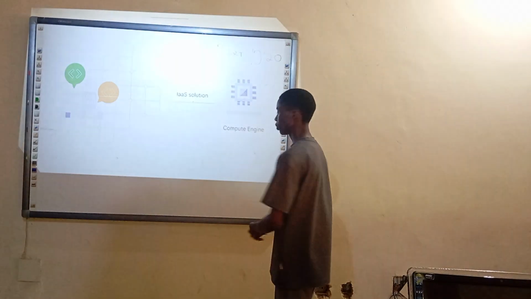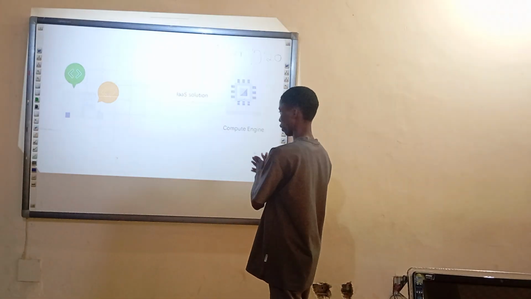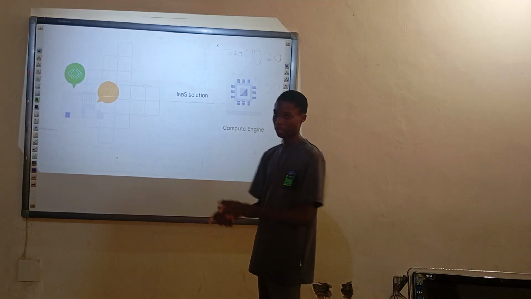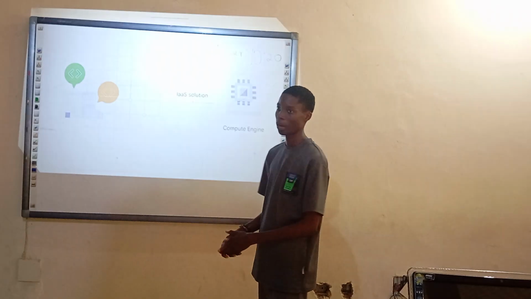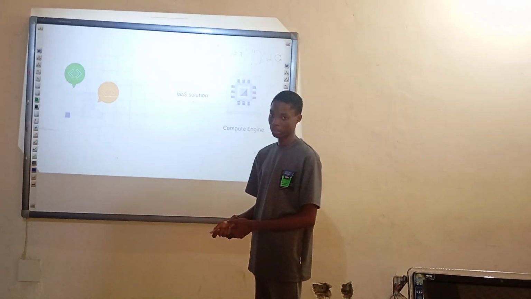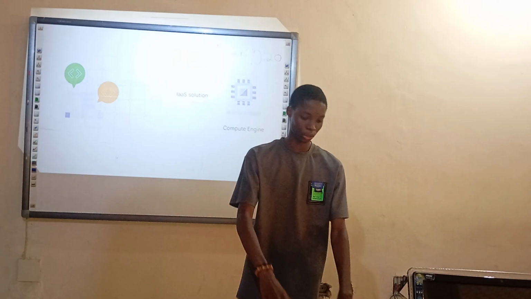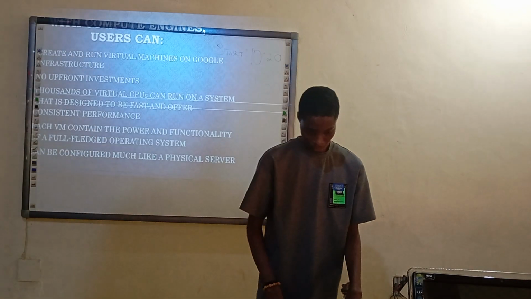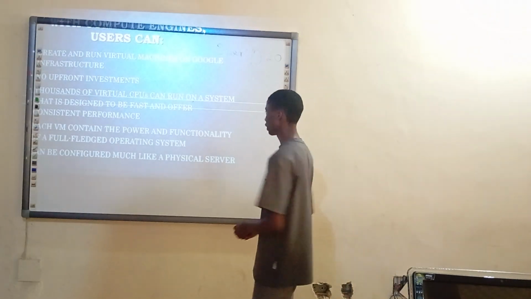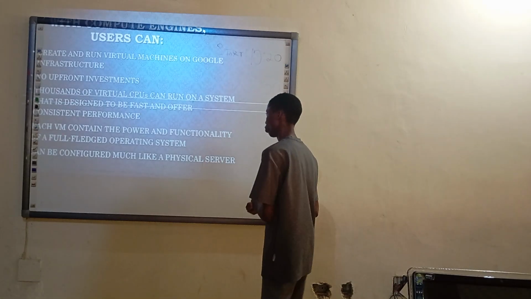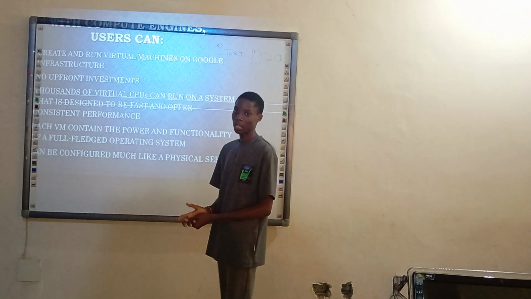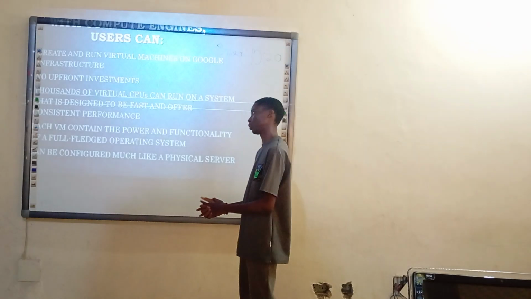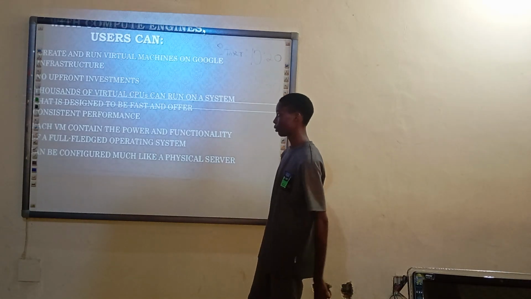Now, when I talked about IaaS solutions, I forgot to mention that Compute Engine is an example of an IaaS solution, while App Engine is an example of a PaaS solution. So let's look at Compute Engine. With Compute Engine, users can create and run virtual machines on Google infrastructure. Compute Engine allows you to create and deploy virtual machines. There are no upfront investments.